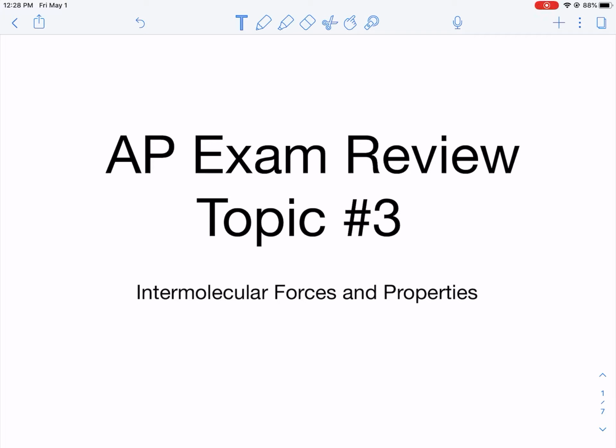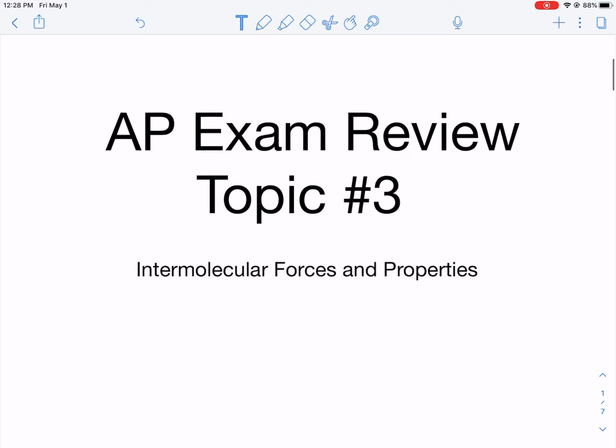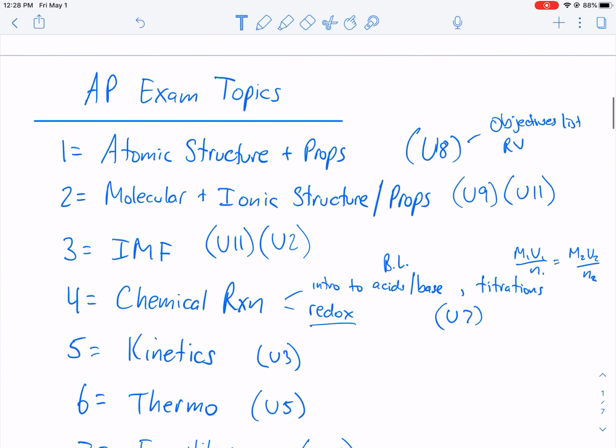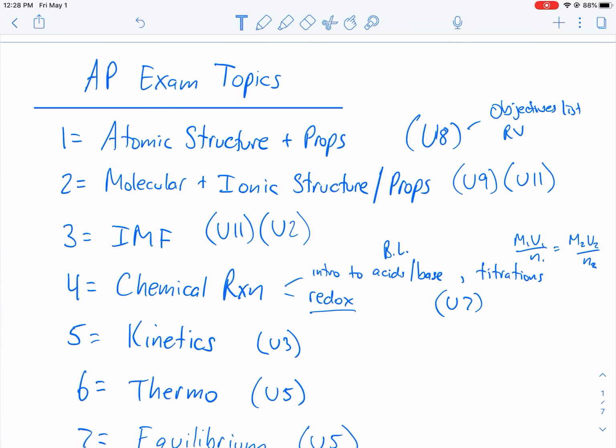Day 3, topic number 3, intermolecular forces and properties. So we have covered 1 and 2. We are moving into number 3 now. We know that number 3 is basically just labeled as intermolecular forces. However, they've actually clumped a lot of stuff together into this.